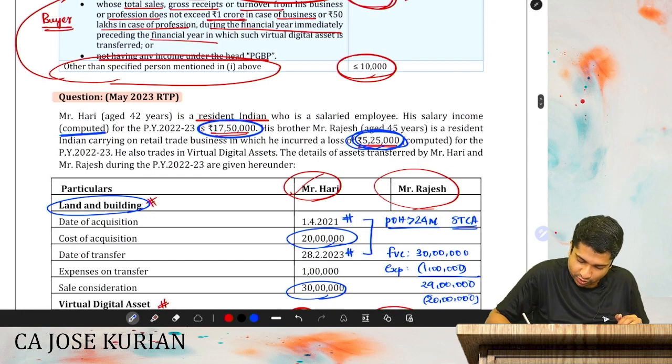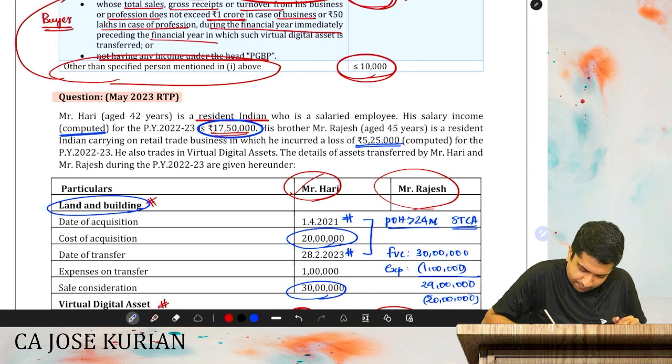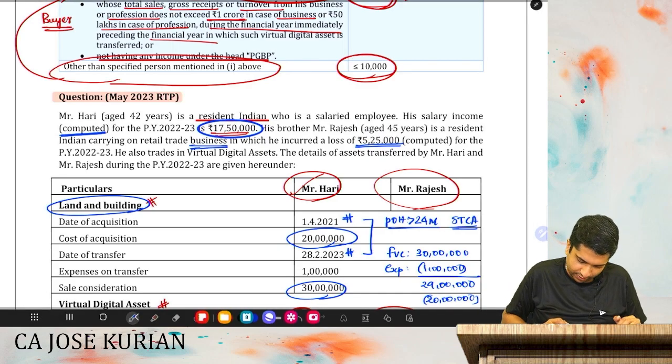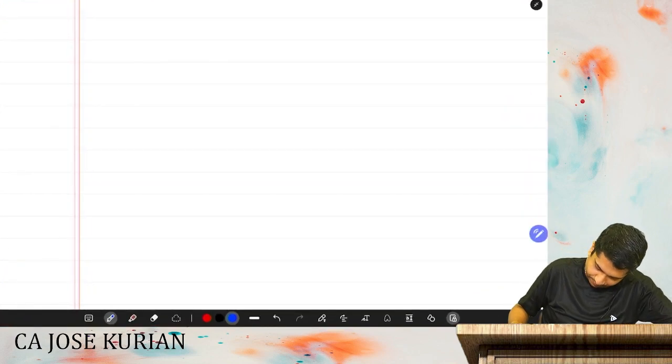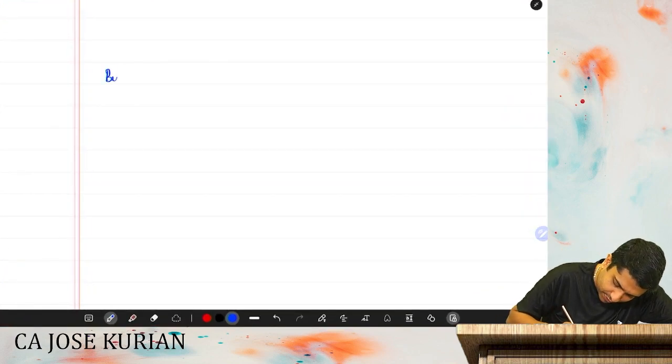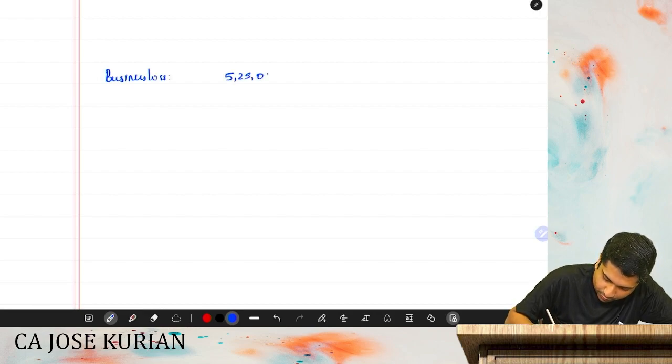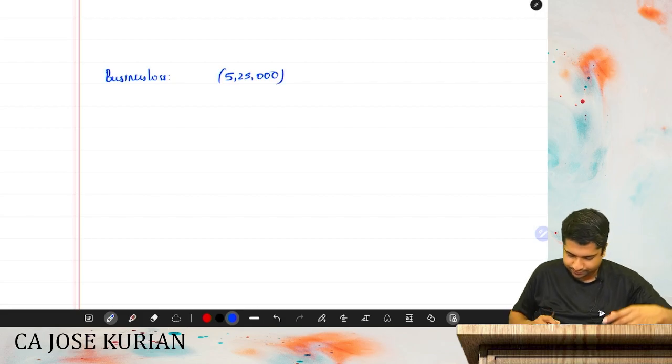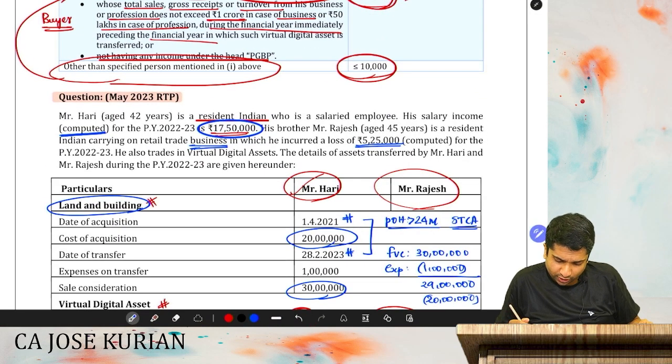So the first income Mr. Rajesh has is a loss. As per the question, there is a loss incurred by Mr. Rajesh from his business. All right. So we will write down that particular loss. We will write it as business loss, and that is 5,25,000 rupees. That is a loss.